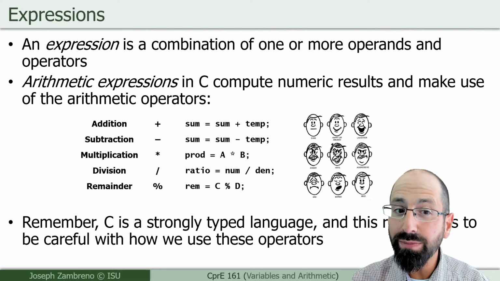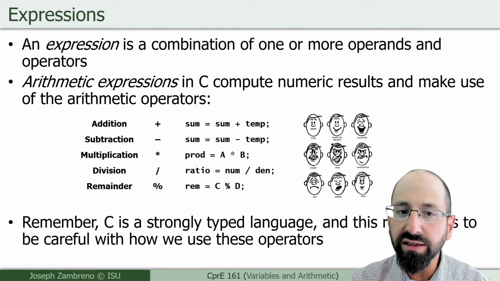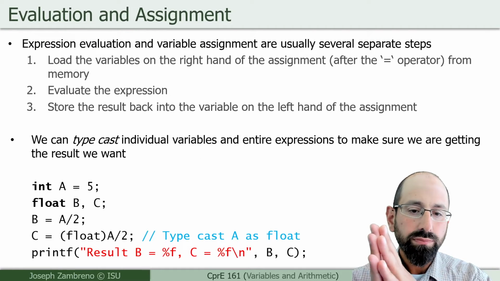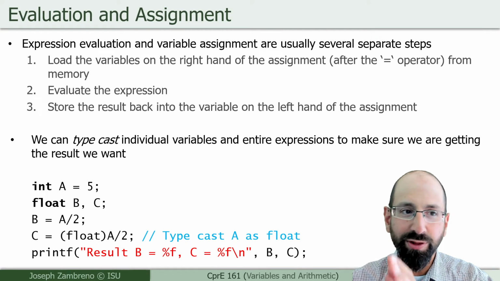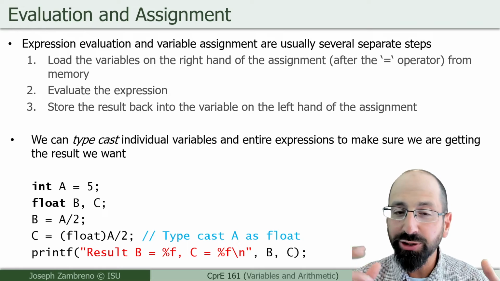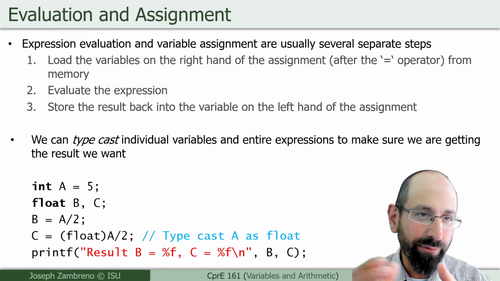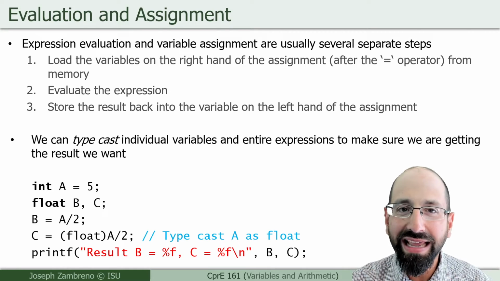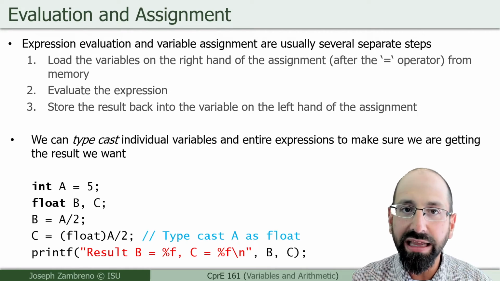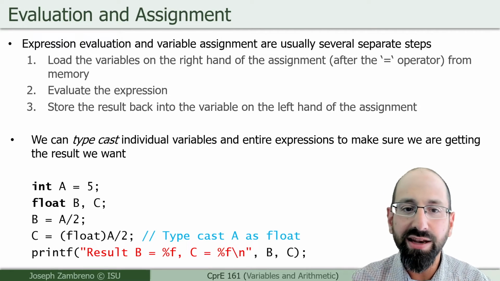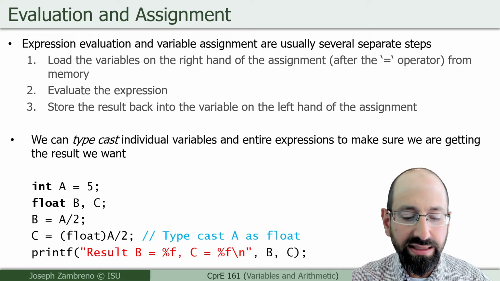But as I mentioned, C being a strongly typed language, we do have to be a little careful with how we use those operators. I'd like to give an example here. I mentioned the several steps with our mailbox analogy. We have to read the value, we have to read multiple values potentially, we have to apply the arithmetic operator, and then we have to store the result back out. We can also use the so-called typecast feature available in the language to at least temporarily treat a variable of one type as a variable of another type. This example I'd like to bring up and show you what actually happens here.